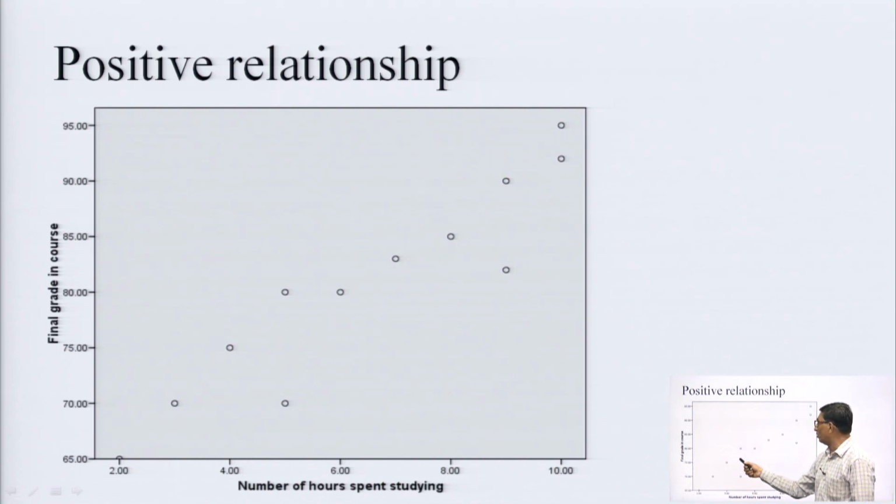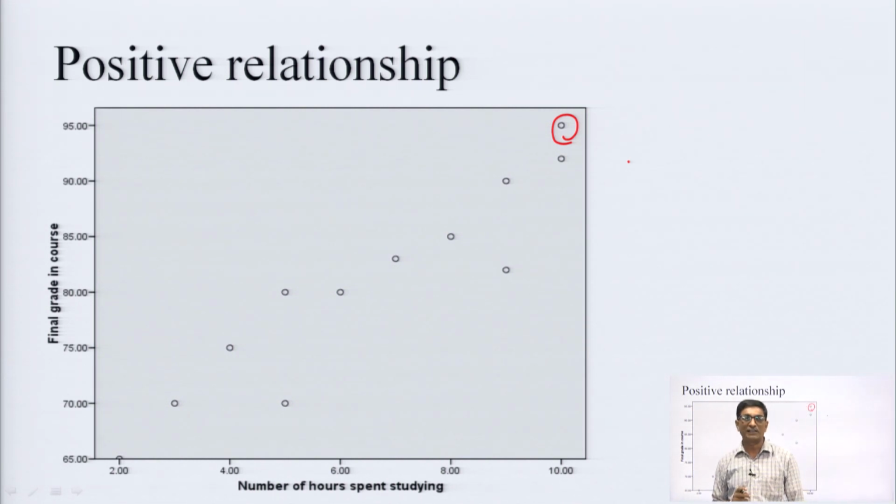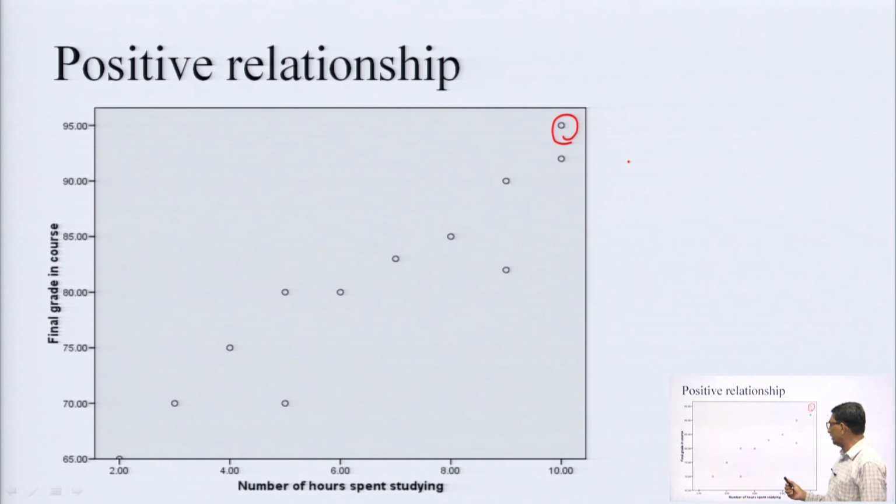In this scatter diagram you see that as the number of hours spent studying increases, the grades increase. For example, who spent 10 hours, he or she will get approximately 95% marks. So, this is the positive relationship. Why do we say it is a positive relationship? As the number of hours spent studying increases, the value of final grade also increases.